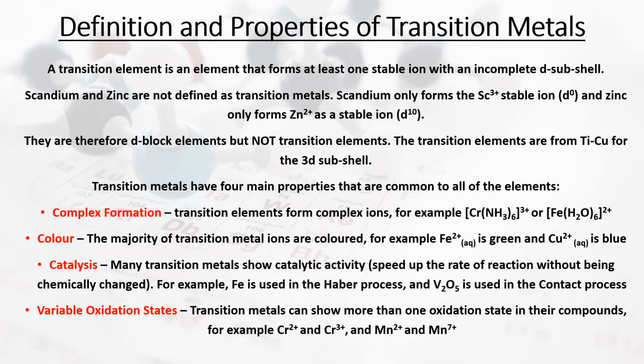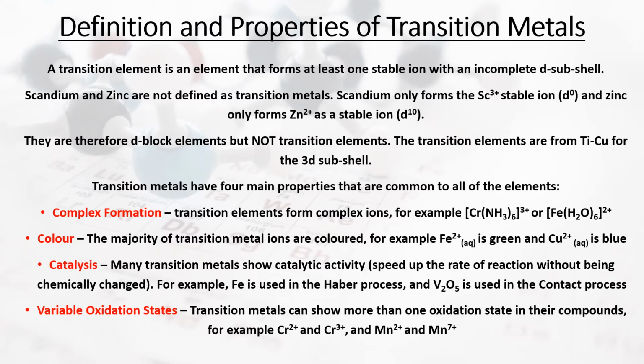This is because scandium only forms the 3+ stable ion. If you work out your electron configuration, take away the two 4s electrons, take away the one 3d electron, that leaves you with a d0 configuration. So technically, I suppose it's incomplete, but actually it needs to have some electrons in to be incomplete. Here we don't have a d subshell at all, technically.